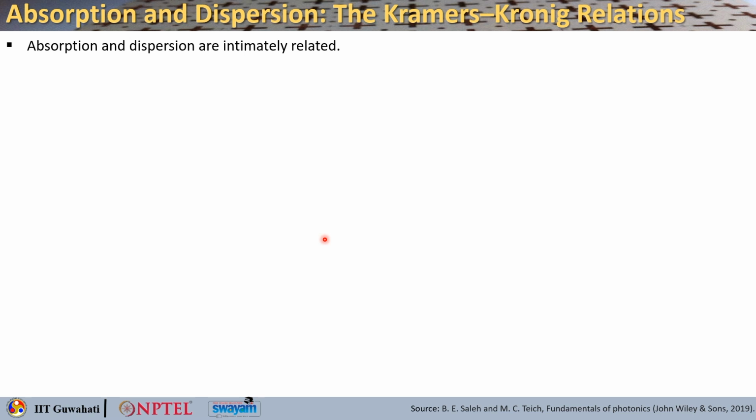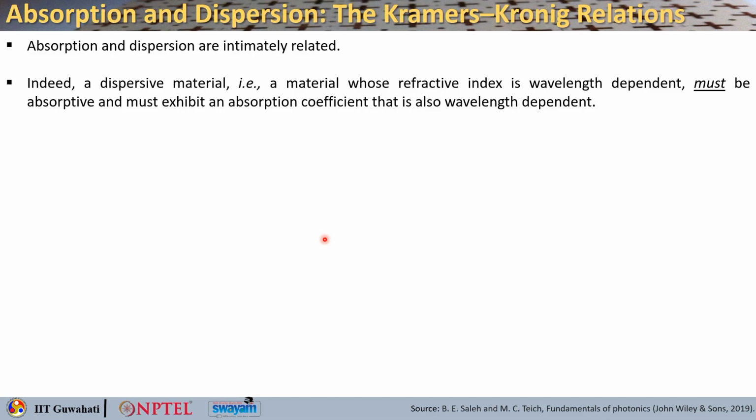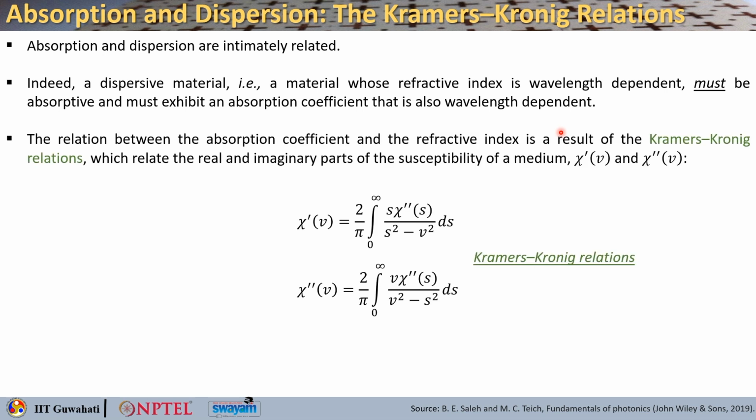Finally, we will see how absorption and dispersion are related, and we will establish the famous Kramers-Kronig relationship. So, we understood that absorption and dispersion are intimately related. Indeed, a dispersive material, a material whose refractive index n is wavelength dependent, that is n is a function of lambda, must be absorptive and must exhibit an absorption coefficient which is also wavelength dependent, right. So, a dispersive material will also be absorptive.